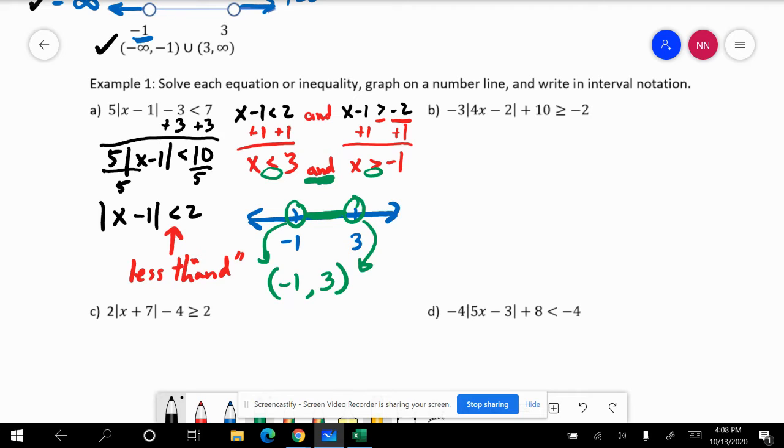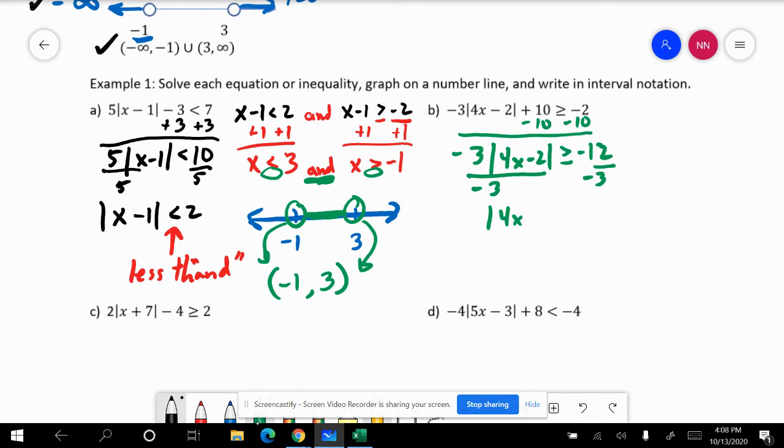Now, looking at letter B, we're going to go through the same process. We're first getting the absolute value by itself by subtracting the -10. Then we divide it by -3, and we get the absolute value of 4x minus 2 is less than or equal to 4. Notice I changed the inequality because I divided by a negative.